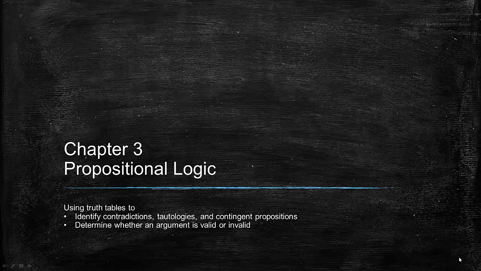All right, so this is our last lecture on truth tables. We'll talk a little bit about different kinds of sentences, our propositions: contradictions, tautologies, and contingent propositions, which we can use truth tables to identify. And then we'll show how to use truth tables to decide whether an argument is valid or invalid.